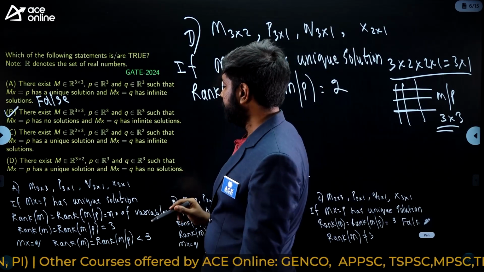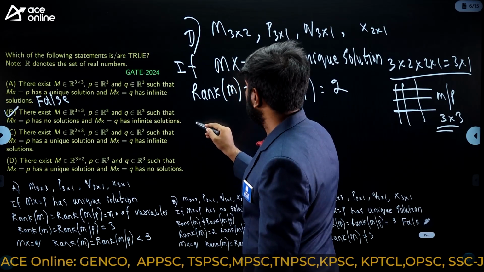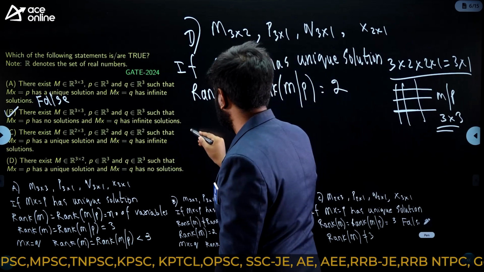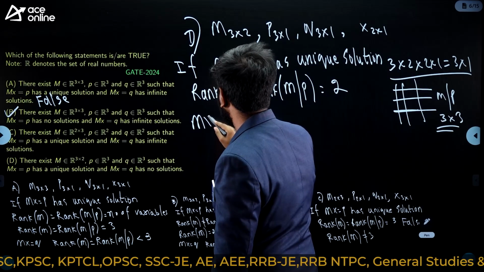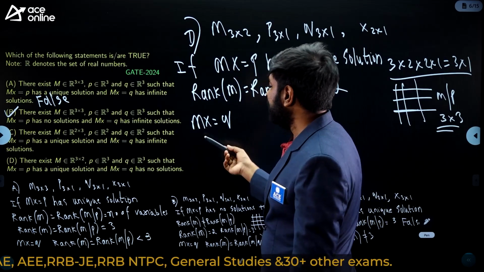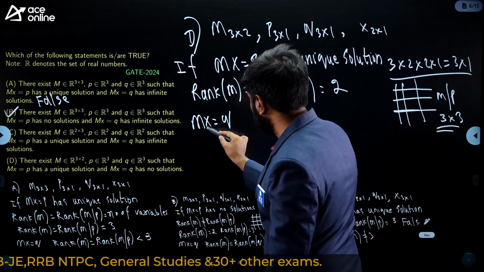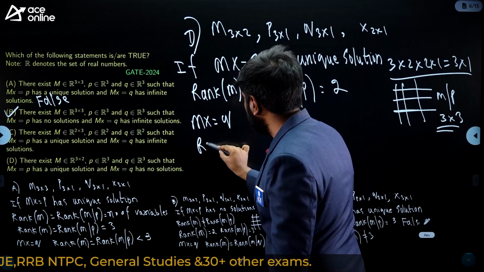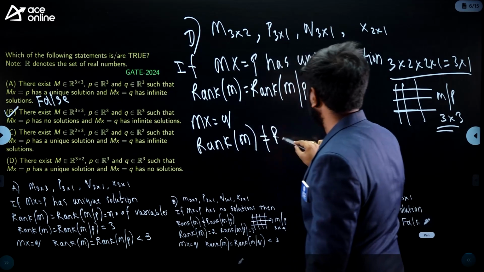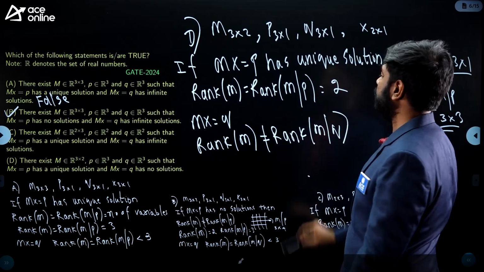That's fine. Next, Mx equal to Q has no solution, it seems. Okay, so let's see. If this has a unique solution, then Mx equal to Q has no solution. So for Mx equal to Q, let's see what happens. There exists... so can we have no solution? Maybe, let's check. For this to have no solution, we want rank of M not equal to rank of MQ. So this is the condition for no solution.